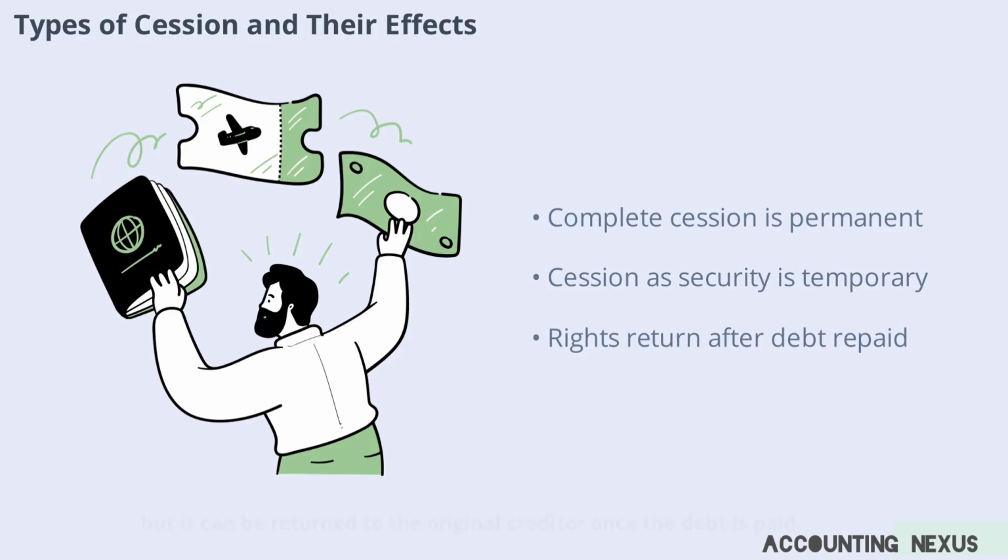In cession as security, the right is transferred to secure a debt, but it can be returned to the original creditor once the debt is paid. For instance, if Sibusizo cedes a life insurance policy to a bank as security for a loan, the right returns to Sibusizo after repayment. The main difference is that complete cession is permanent, while cession as security is temporary and tied to the repayment of a debt. Both types ensure that parties can manage risks and obligations effectively.